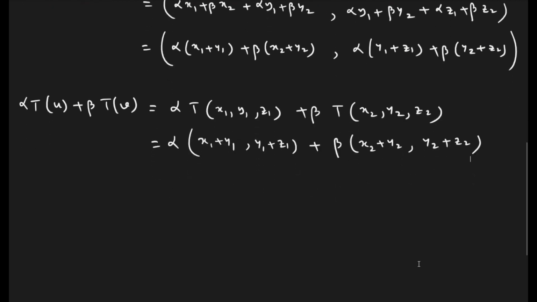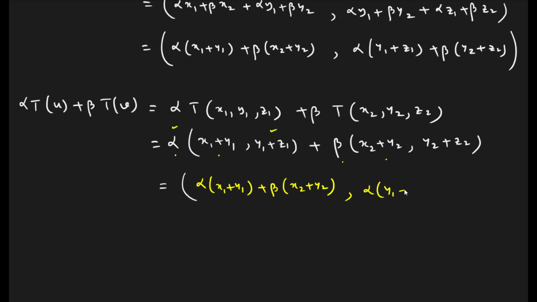Okay, so if we combine them, first will be alpha into this. So it is alpha into x1 plus y1, and then here plus beta into x2 plus y2, comma, then alpha into this second term, alpha into y1 plus z1 plus now beta into this. So it's beta into y2 plus z2. Now if you see this line and this line, they are exactly the same.